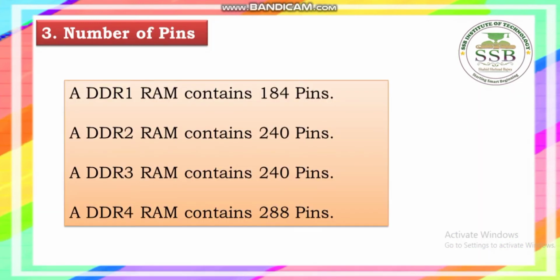Number of pins. Now we can also remember the number of pins on each DDR RAM. A DDR1 RAM contains 148 pins, DDR2 RAM contains 240 pins, DDR3 RAM contains 240 and DDR4 RAM contains 288 pins.